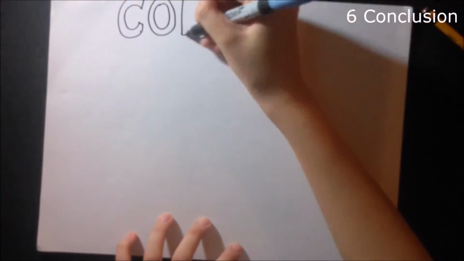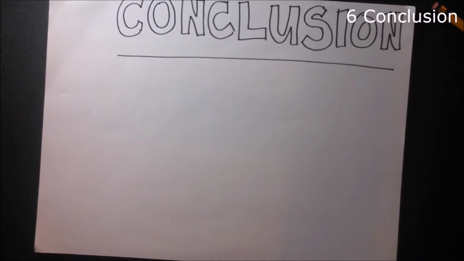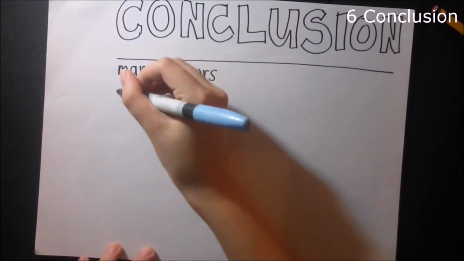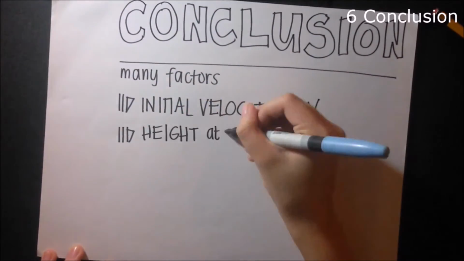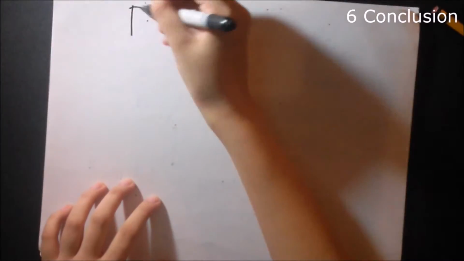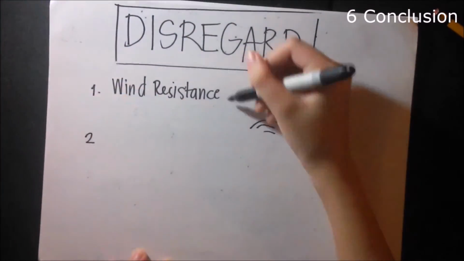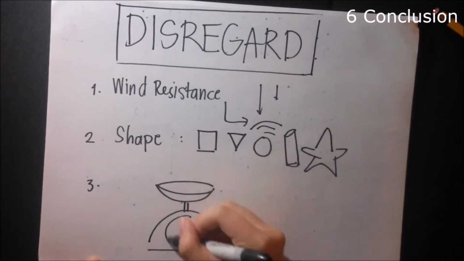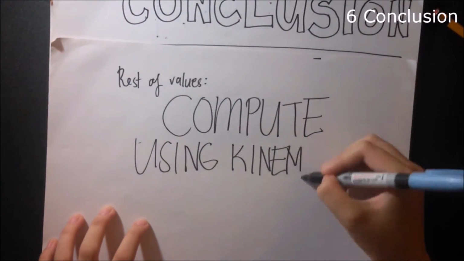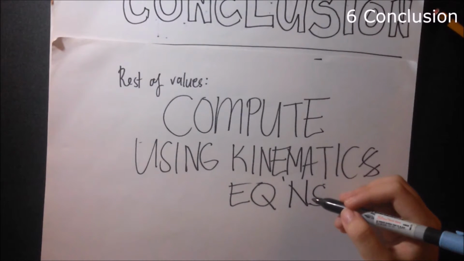Observing the factors that affect projectile motion and using kinematic equations to find the other values, we were able to reach the conclusion that there are many factors that concern projectile motion. These factors include initial velocity, height at which it was rolled, acceleration due to gravity, and the displacement of the projectile. These are the major factors that affect the projectile motion after disregarding the wind resistance, shape, and weight of the projectile. We also reached the conclusion that the rest of the values could be computed using kinematic equations. This new knowledge would help us solve future experiments and problems.